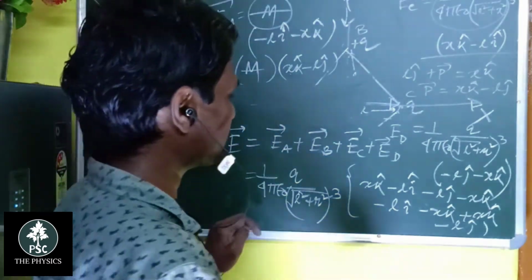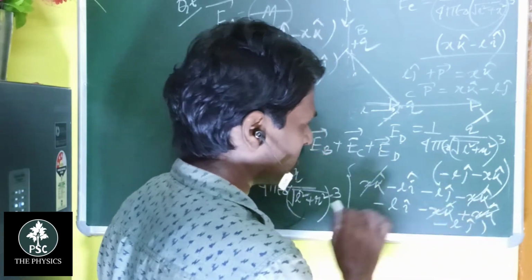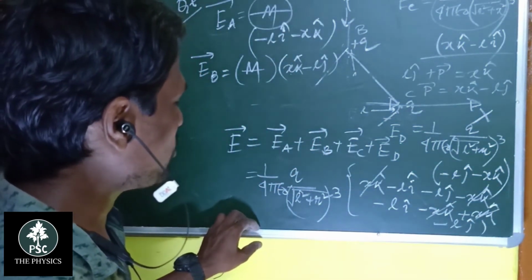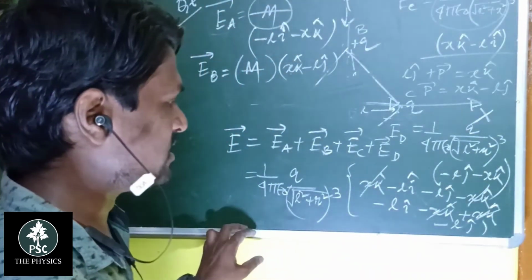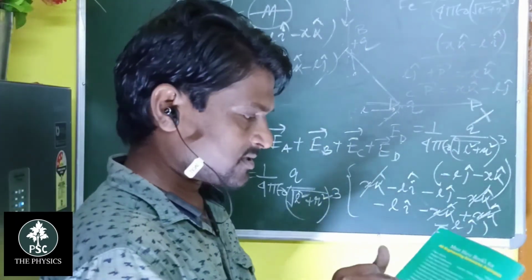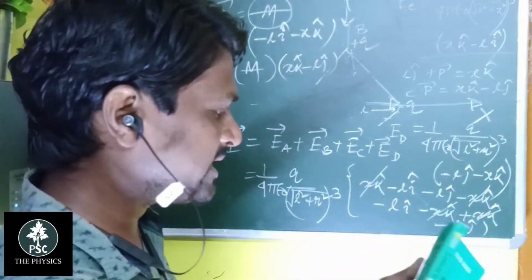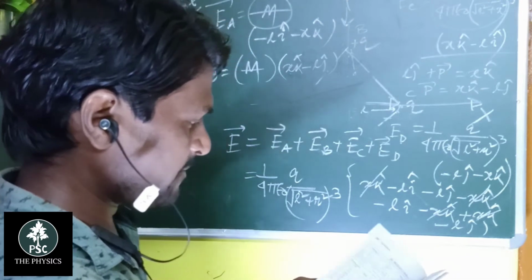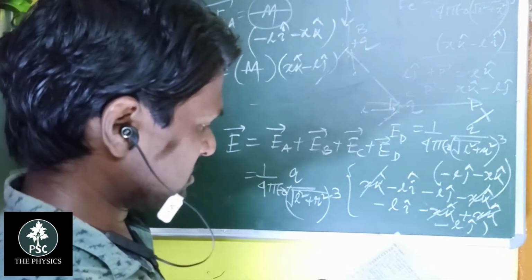x k cap and x k cap, this one cancels this one, and this one cancels also this one, and the remaining one is minus. You can take a common of minus, and then 2 of this one and 2 of this one, and this is the final answer. And you can check. This is the most important, that is a classical text series, and this is general physics, and you can check 3.1, and you can check the answer, that is 3.1.